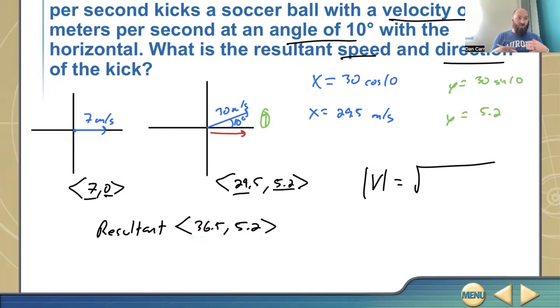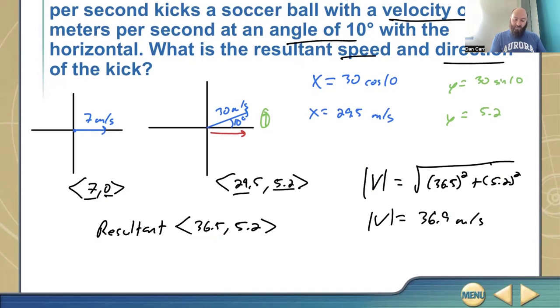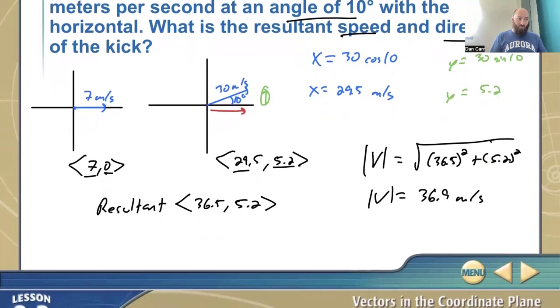So now we can find the magnitude of that. I'm going to do that by taking the square root of my components squared. So 36.5 squared plus 5.2 squared. If I plug this in my calculator, the magnitude of my vector is 36.9 meters per second. So even though he is kicking at 30 meters per second, because of him running, it's going to make it a little bit more of a speed.